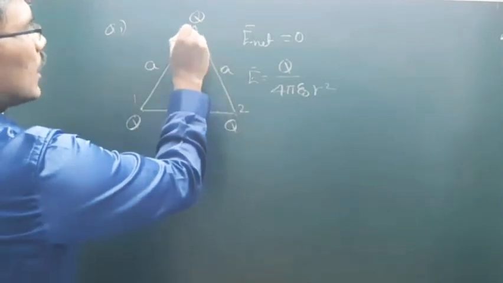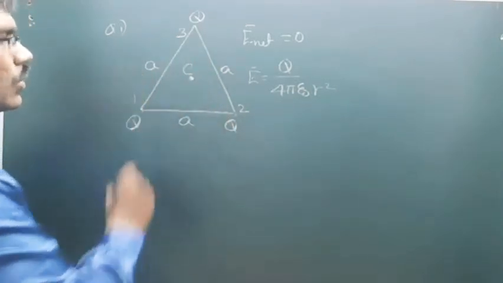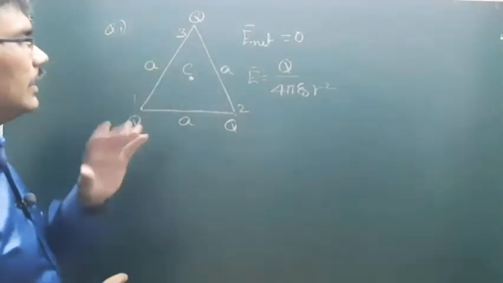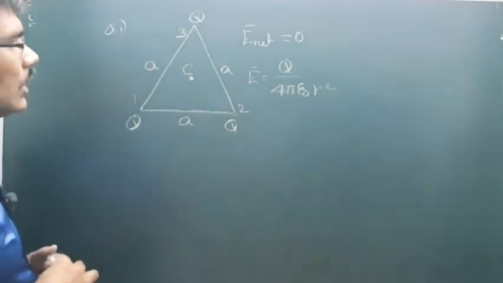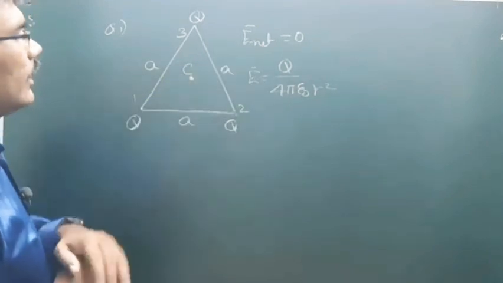Here we need to find the field due to charge 1, this charge 2, and this charge 3. So due to these three charges, we need to find the net electric field at point C. So how to prove that the net electric field is 0 here?